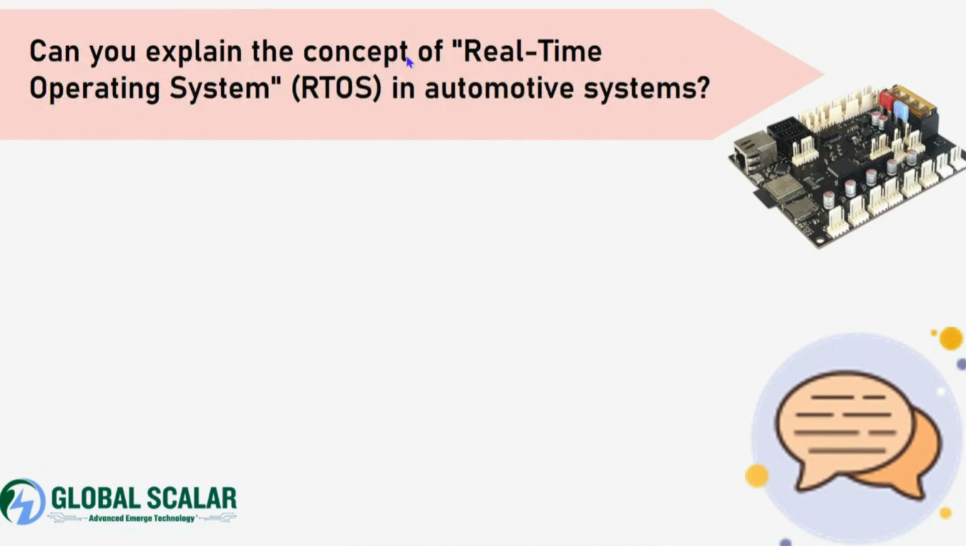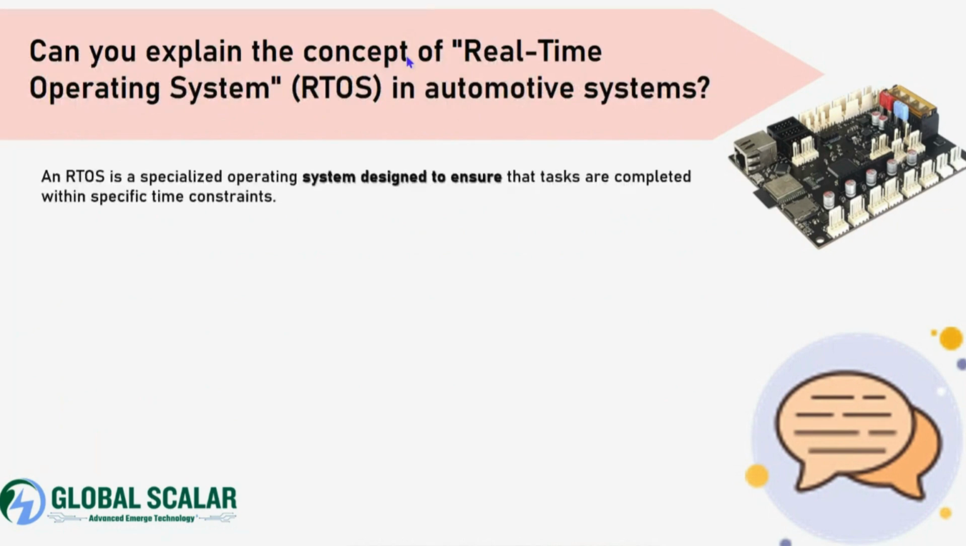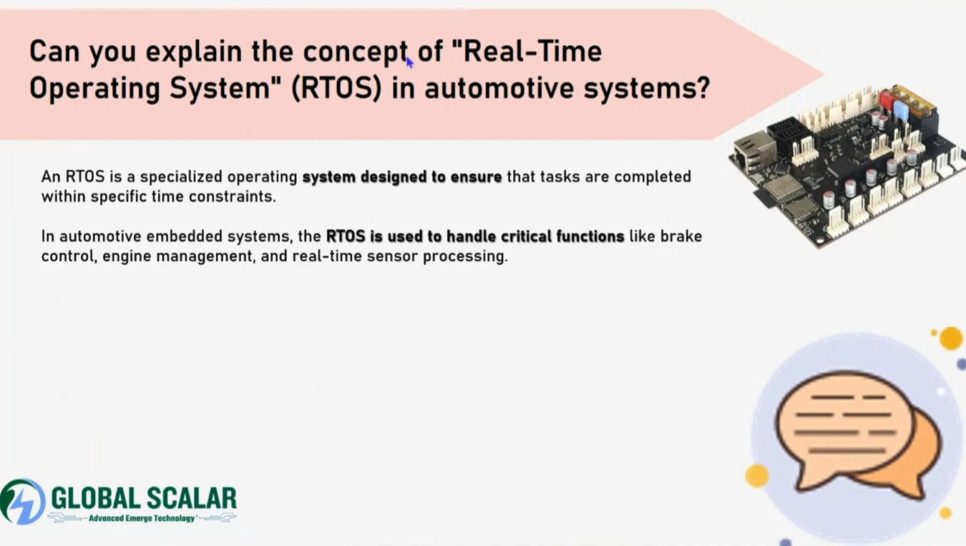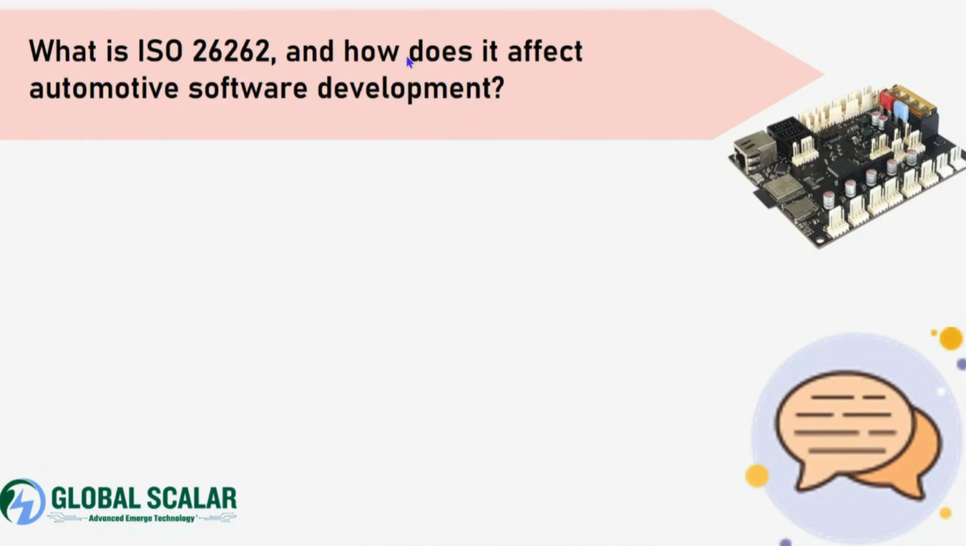Can you explain the concept of a real-time operating system in the automotive domain? An RTOS is a specialized operating system designed to ensure that tasks are completed within specific time constraints. In automotive embedded systems, the RTOS is used to handle critical functions like brake control, engine management, and real-time sensor processing. Examples of RTOS are FreeRTOS and VxWorks.